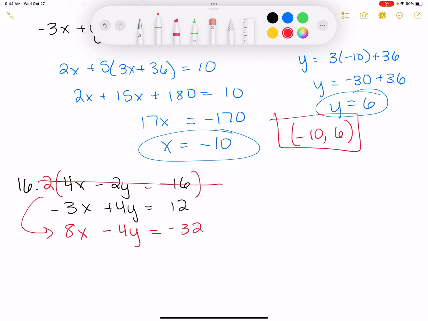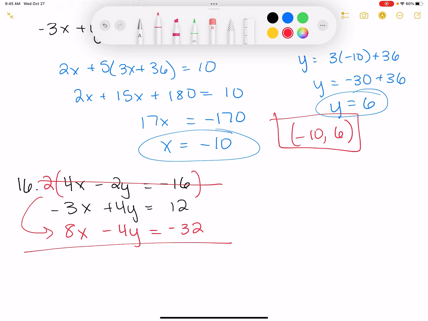Now, when you go back to check your answer, it does not matter if you check it in the new equation, the old equation, or the one that you didn't touch. But remember, typically your original equation is much simpler than your new equation, so I would typically pick one of the two that they gave you to start with.